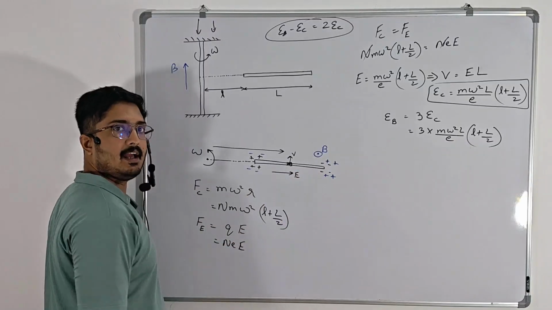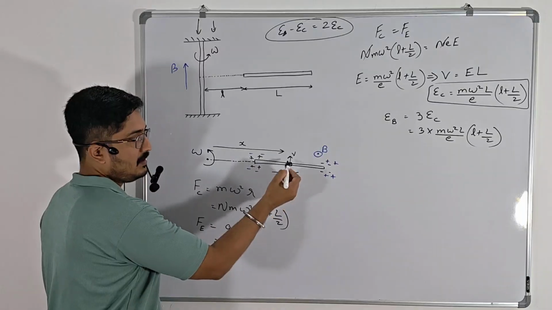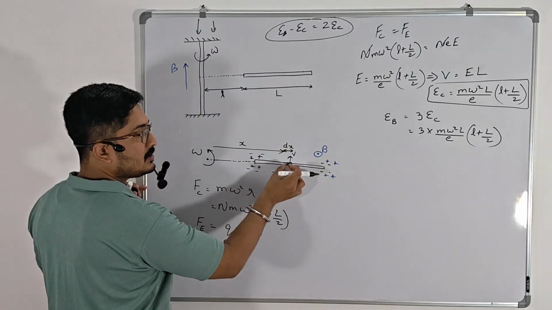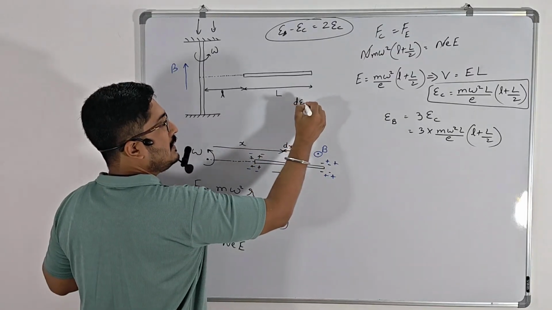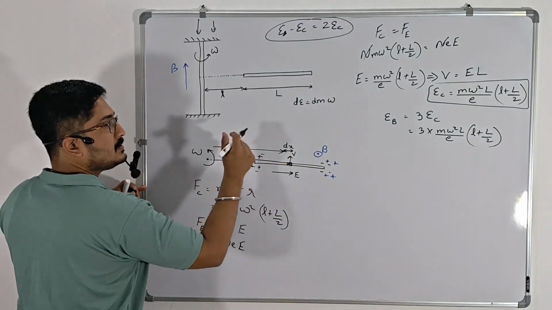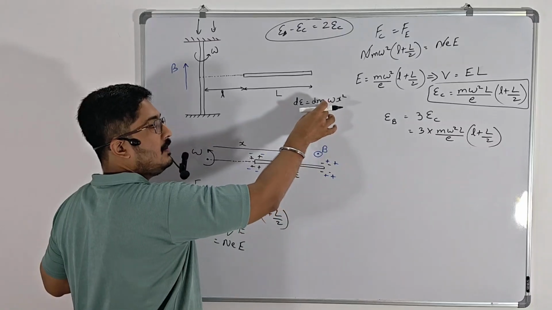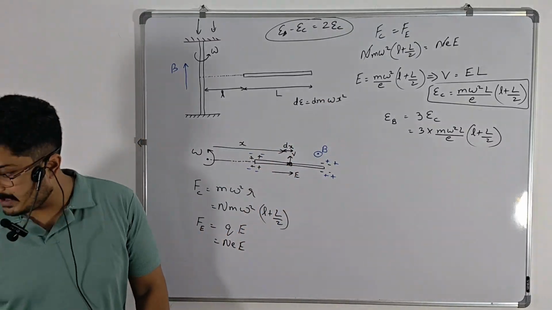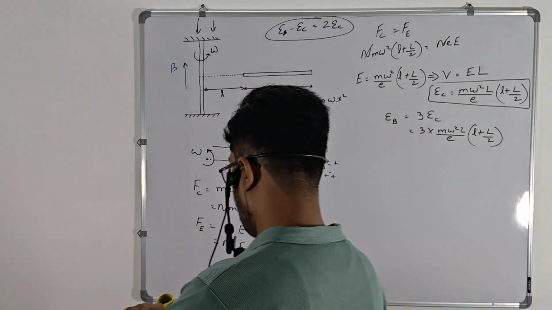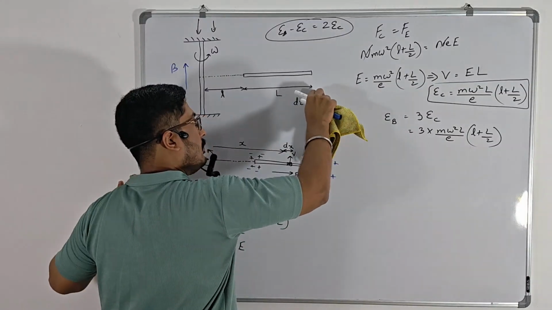Each section is acting as a motional emf. That equation we can say this is at a distance of x, and the thickness of the small element is dx. How much emf is induced in the small region? We can say dE is equal to the small dm into omega into the distance x square. Okay, now what about this dm? Sorry, I'm writing the formula for centrifugal force, but what we are discussing is motional emf, right? So I used the wrong formula.